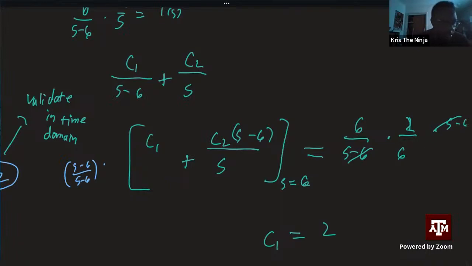Do the same thing to the other part of the equation. Yeah, sorry, I lost my train of thought and I thought I messed up. I didn't mess up, I'm good. So we got C1 S over S minus 6 plus C2 equals 2 over S minus 2 times 1 over S times S.